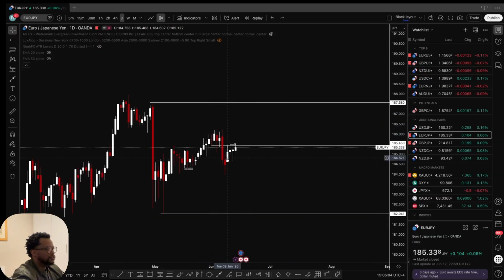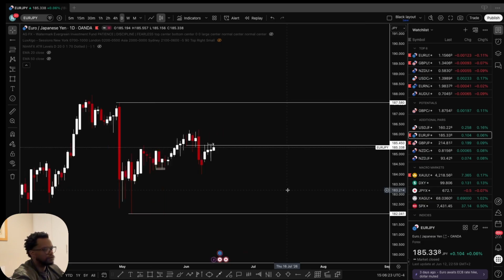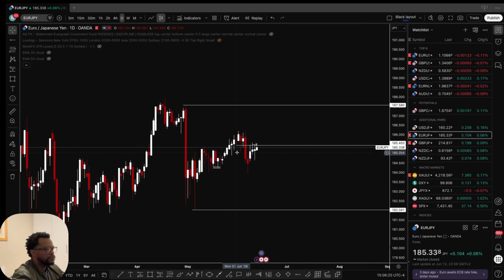Obviously, we've had a week of correction. This is Monday, and we've just been correcting into this value area. So I'd love to see a reversal. Obviously, if the euro dollar is going down, then this is going to reverse. The yen index is also showing a bit of strength in the last week, so I'm going to be monitoring this level. Hopefully we can get a reversal.